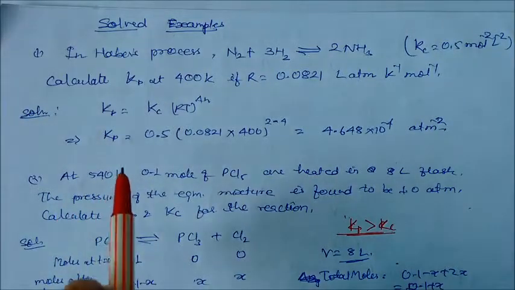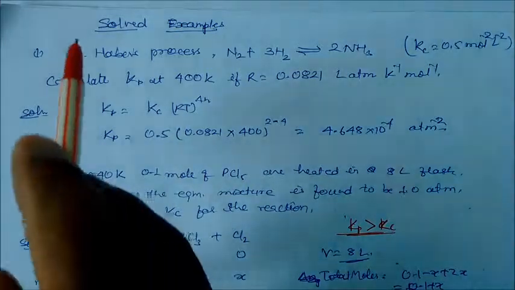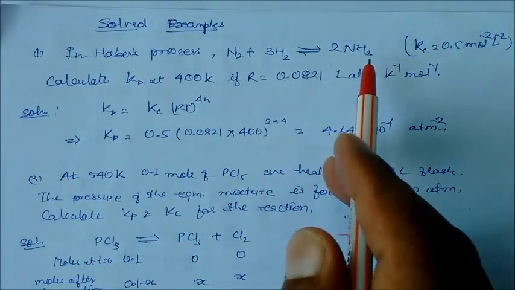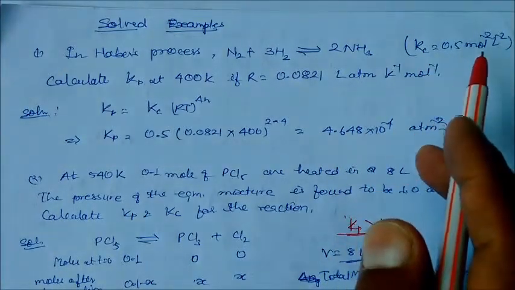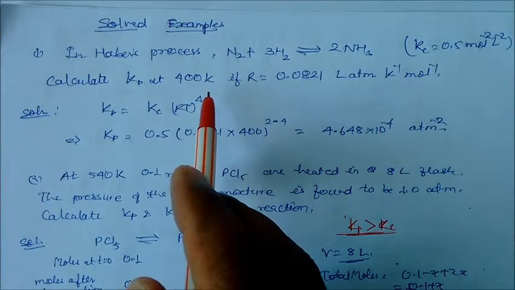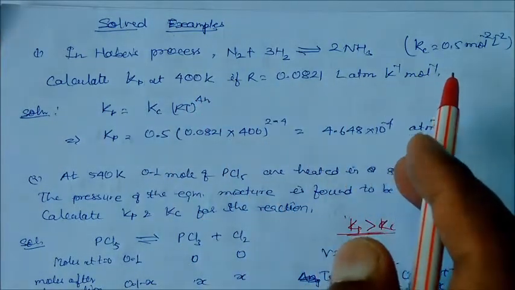Examples based on Kp = Kc (RT)^Δn. In Haber's process, this is the reaction: N2 + 3H2 gives 2NH3. Kc is given as 0.5 mol^-2 L^2. Calculate the Kp at 400 Kelvin if R is equal to 0.0821 liter atmosphere per Kelvin per mole.